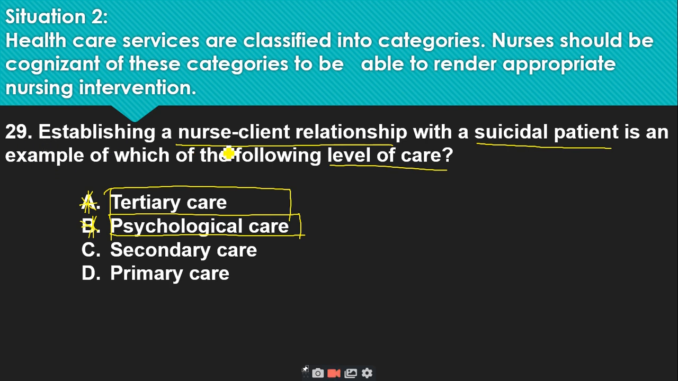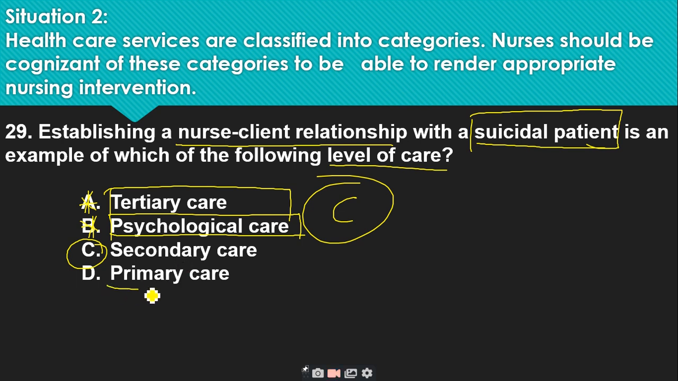Second reading: establishing a nurse-client relationship with a suicidal patient is an example of which of the following levels of care? Answer: secondary. That's letter C. Why? Because the patient here is already having suicidal ideation, or there are already suicidal thoughts. So therefore, there's a need for us to make sure that this patient is going to be managed in the hospital.